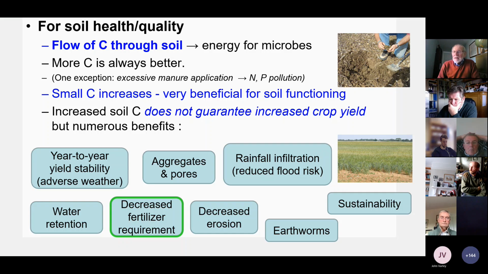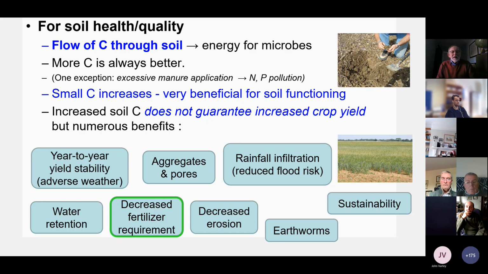And it's also true that even quite a small change in the amount of organic carbon in a soil can have a big effect on the functioning of the soil. It can either be good or bad for the physical properties of the soil, according to whether it's gone up or down, even a little bit. Now my final point written there is that having increased organic carbon in soil does not guarantee increased crop yields, and you will know that better than I do. But it does tend to give greater year-to-year stability against adverse weather, and better aggregate structure, more rainfall infiltration, better water retention.